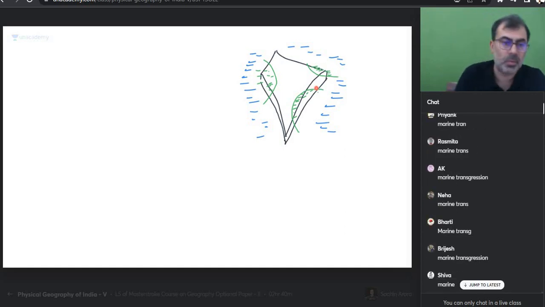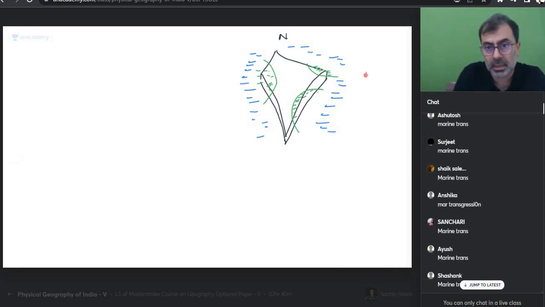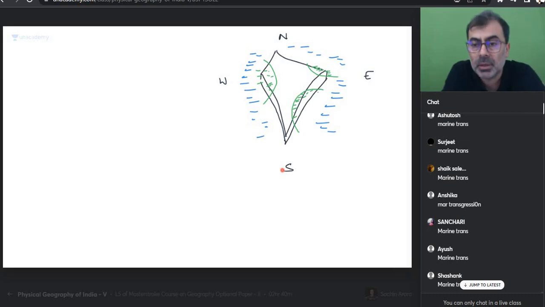Is everyone okay? What do you mean flank? Flank means the edge. Can I say this is the northern flank, this is the eastern flank, this is the western flank, this is the southern flank? Is everyone okay? Are we clear? Perfect.